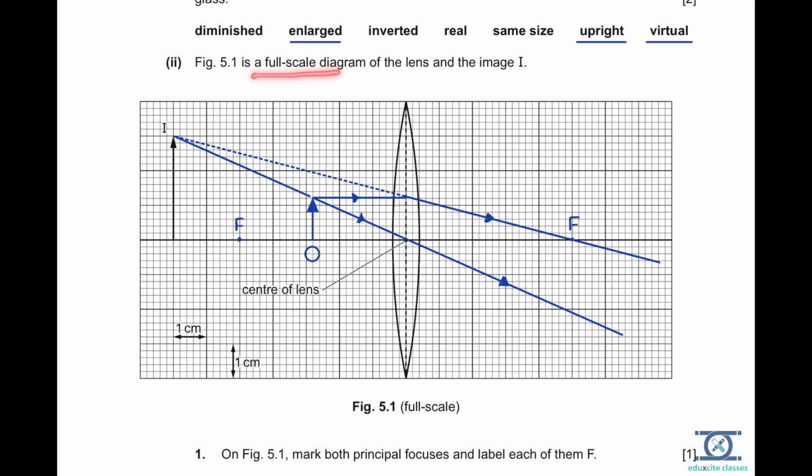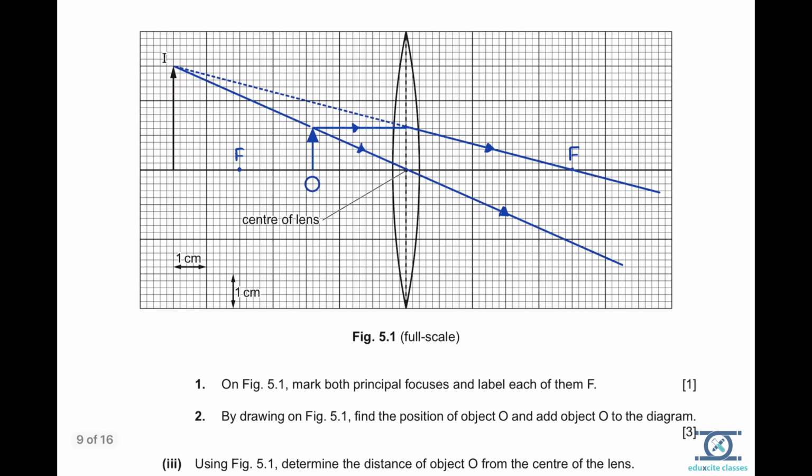This is a full scale diagram of the lens of the image I. This is already given to us. In the first part, mark both the principal focus and label each of them as F. We know that this half is representing 1 centimeter, and we know that the principal focus is at 5 centimeter from the center.